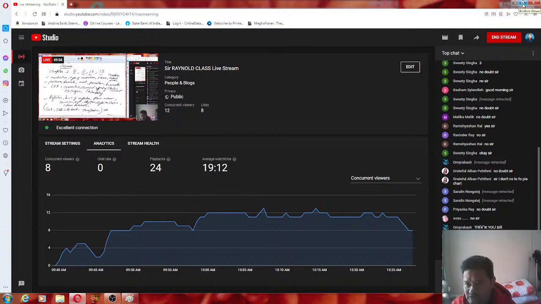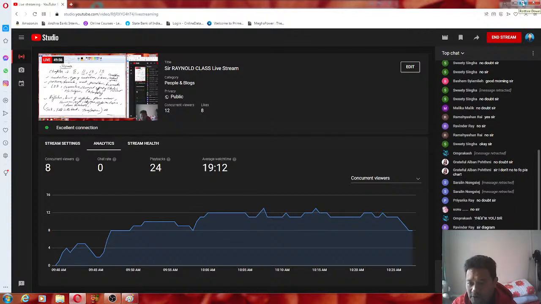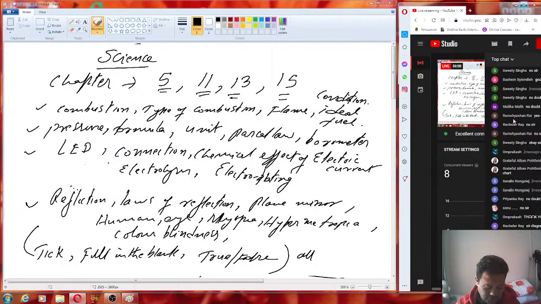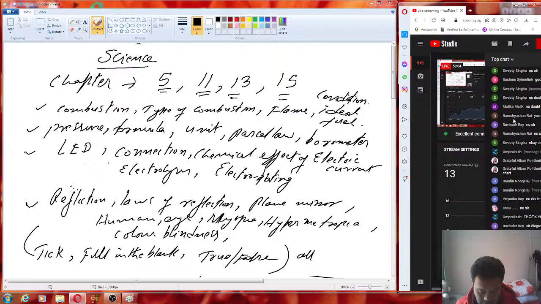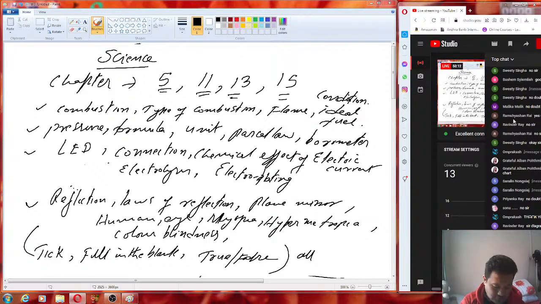Okay, somebody asked about diagrams. In the diagrams, be prepared with the flame, especially the flame, and on light, regarding reflections. That much about the diagrams: flames and the reflections of light.